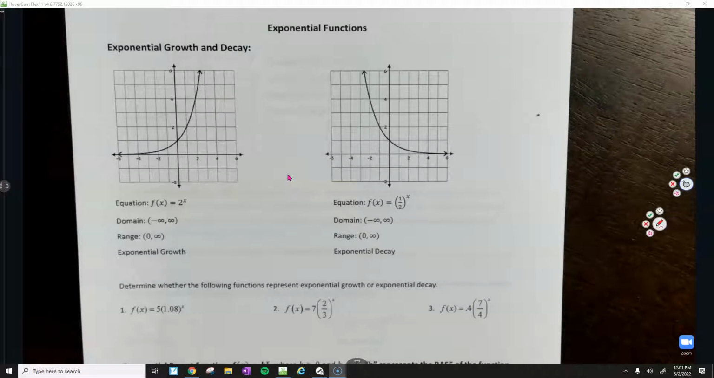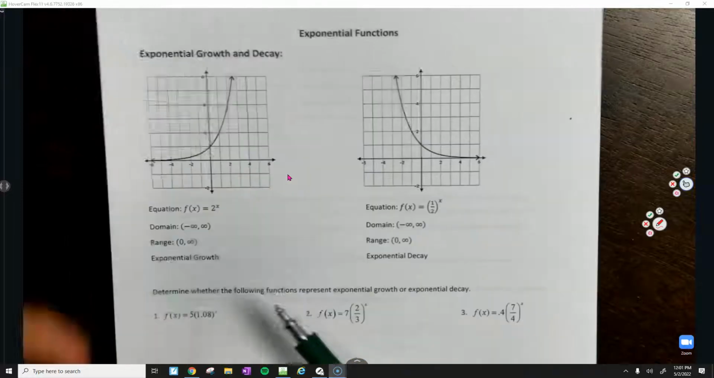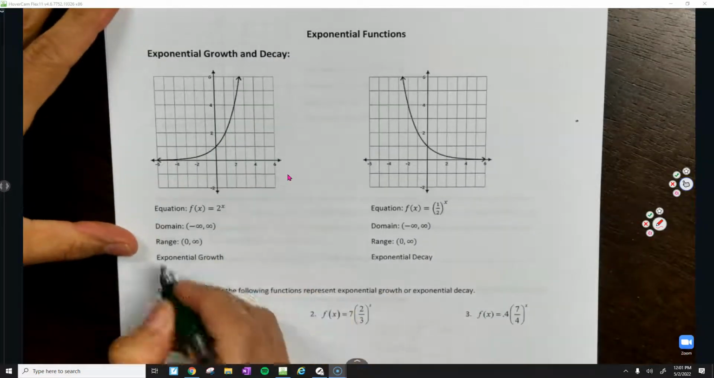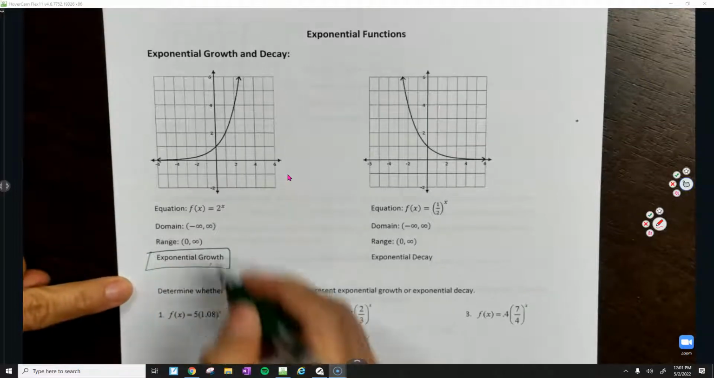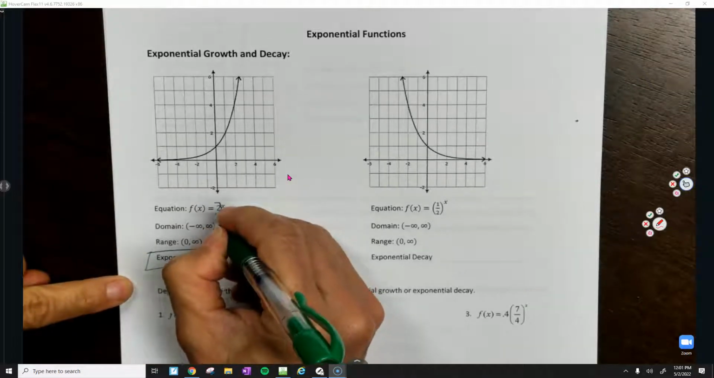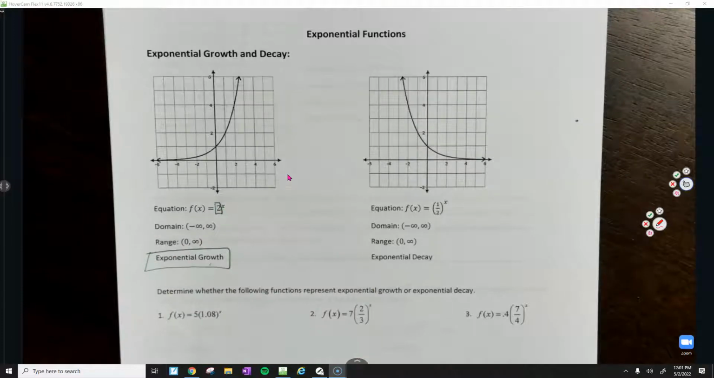Part of this, we're just graphing and reviewing exponential functions. For this graph right here, I know that this is going to be an exponential growth. And the reason why I know this is an exponential growth is because the base is greater than 1. That's all that is.